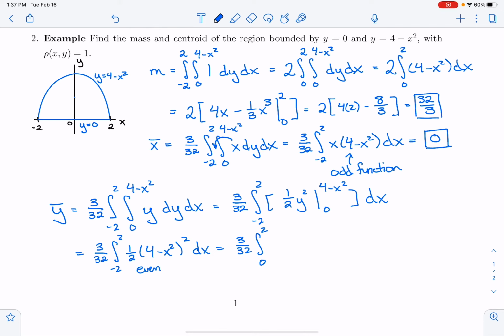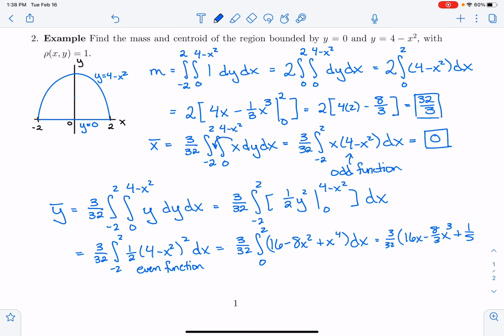So here I have an even function. Integrate from 0 to 2, 4 minus x squared squared, and I'm going to go ahead and square that out. So that's going to be 16 minus 8x squared plus x to the 4th. Integrating that dx, this is going to be 3 over 32 times 16x minus 8/3 x cubed plus 1/5 x to the 5th. I'm going to need to evaluate that from 0 to 2.